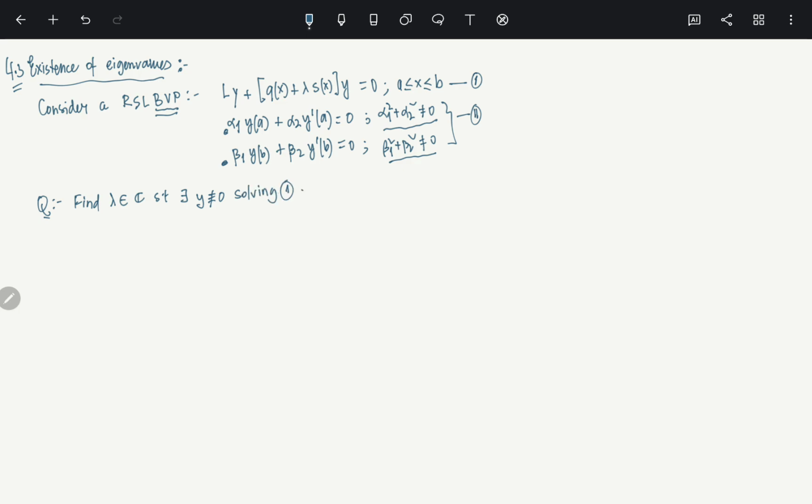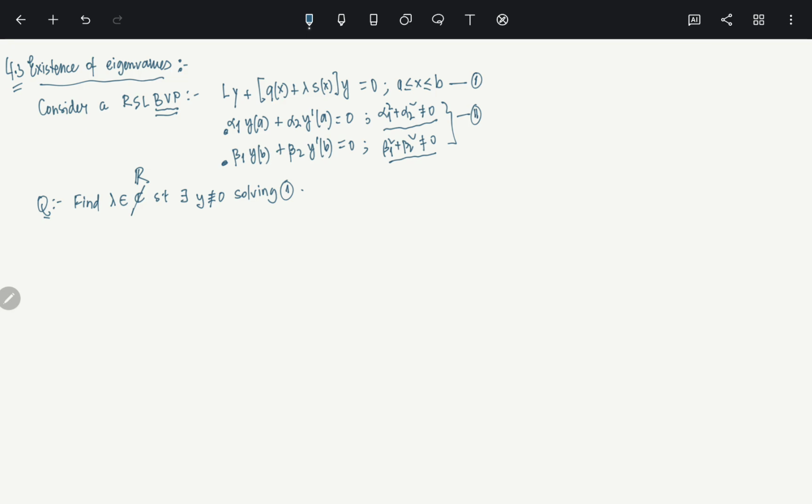With that aim, we saw that if you have a regular Sturm Liouville problem, then the eigenvalues are always real, so we can think of them as R only, not C. Now the most important question is this: this is a general problem, so what is the guarantee that there will be an eigenvalue?